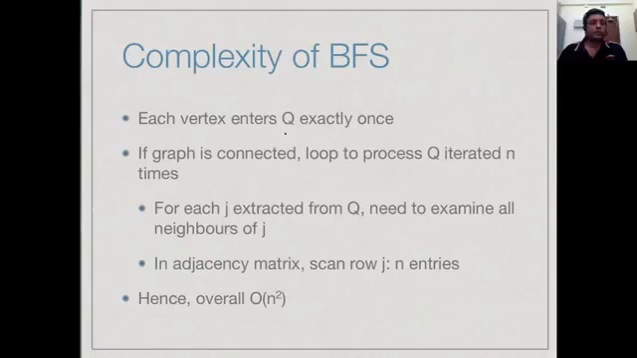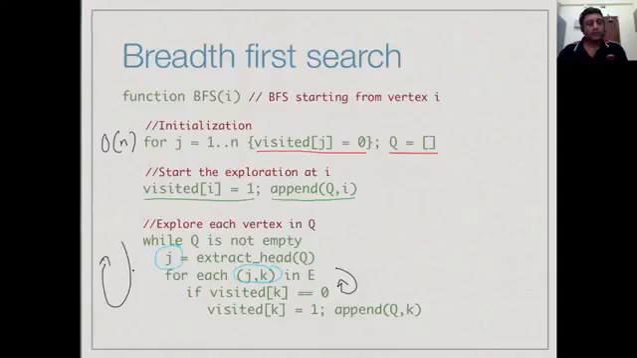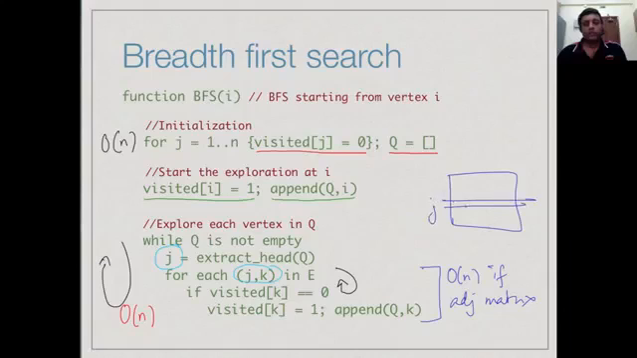Each vertex enters the queue exactly once. So if we enter it exactly once, then this outer loop here will take order n time, because assuming that the graph is connected, every vertex will be visited once, and when that vertex is visited, it will enter the queue and it will come out from the head of the queue exactly once. Now, for each vertex, we have to scan all its neighbors. What we said was that this will be order n if we have an adjacency matrix, because we have to look at the entire row for j. So this is order n.